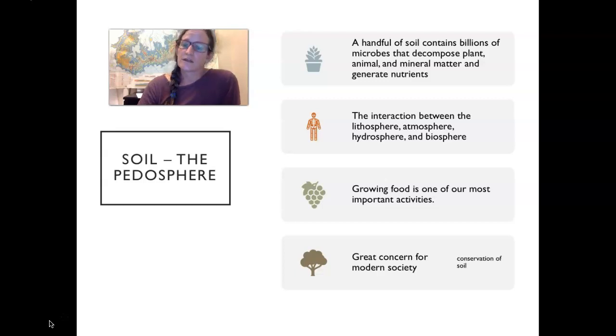There is a great concern in modern society about the health of our soils. Maybe you compost, or your family has composted in the past. Maybe you've tried to plant a tree just to decrease erosion, or plant grass. But eroding topsoil and the conservation of soil and the health of soil is a very important concern worldwide.